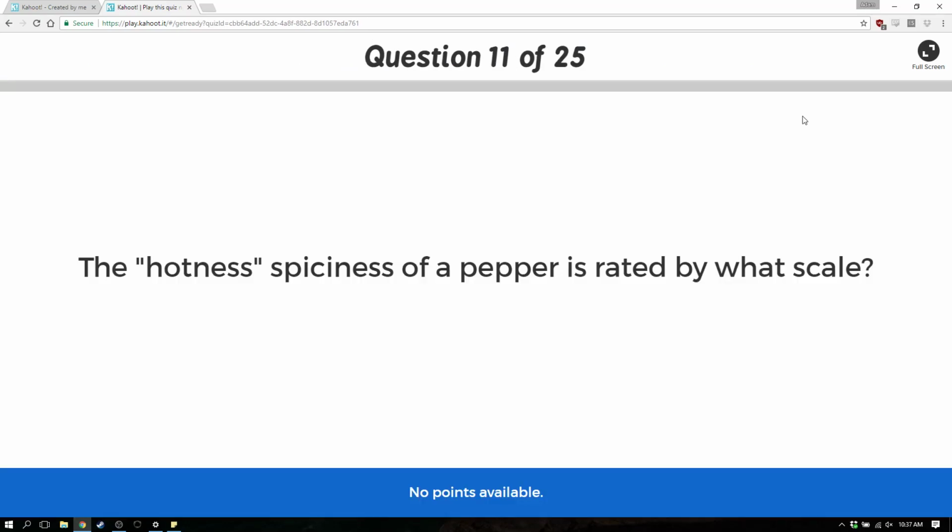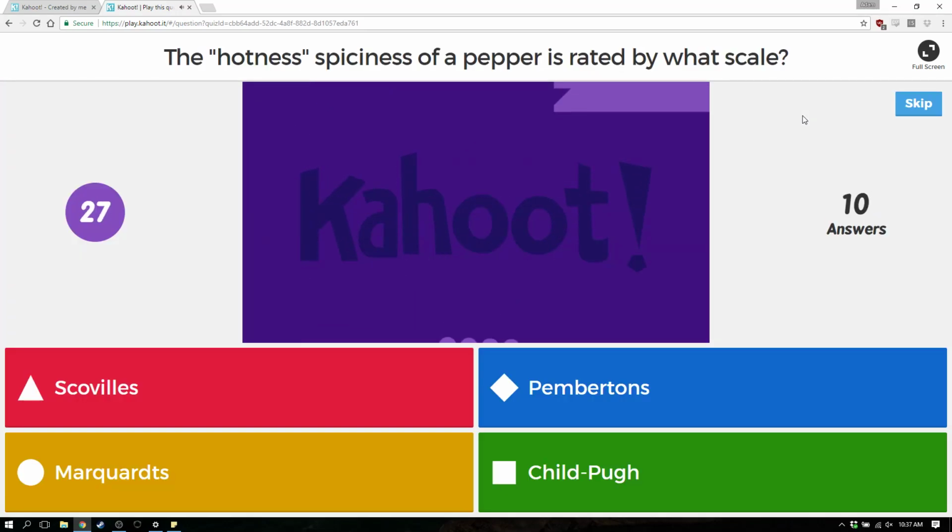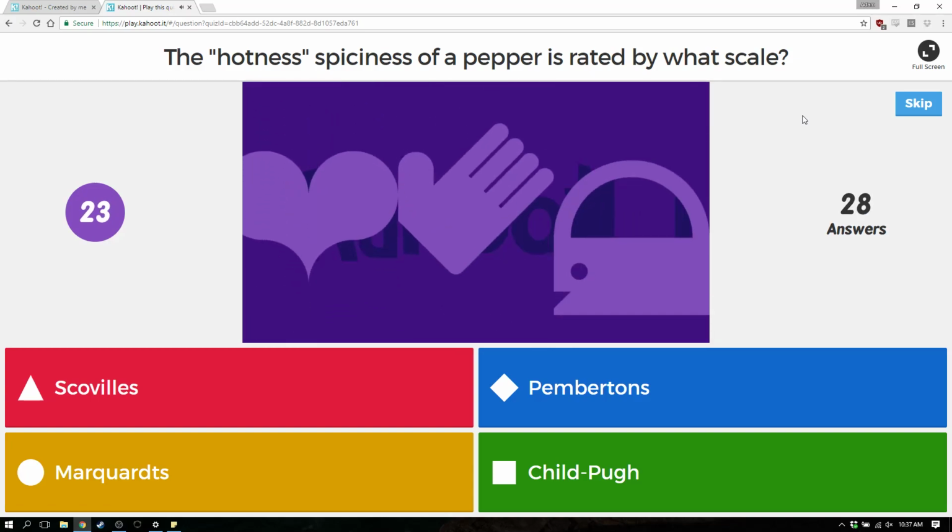Moving on. The hotness or spiciness of a pepper is rated by what scale? This is for no points. This is just fun trivia.